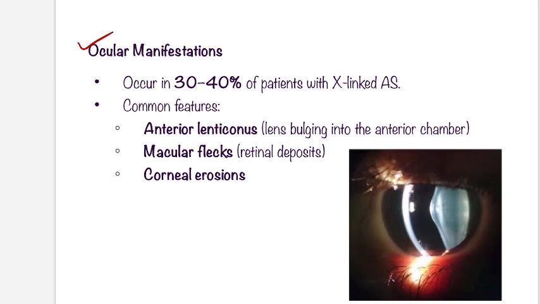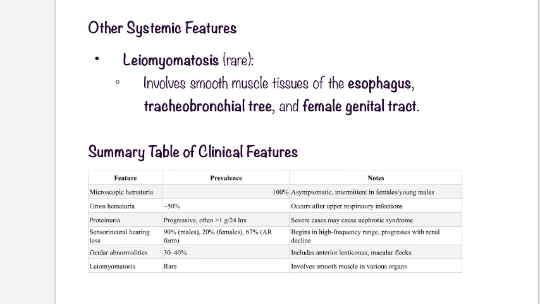It is seen in 30 to 40% of patients with X-linked AS. What is it? Anterior lenticonus, the lens bulging into the anterior chamber. As we can see in this image, the lens is bulging into the anterior chamber. Remember, this is not posterior lenticonus, it is anterior lenticonus. Two other findings are important: macular flecks and corneal erosions. Other systemic features we have seen, X-linked pattern.